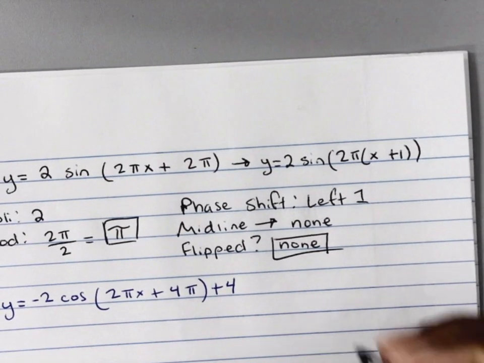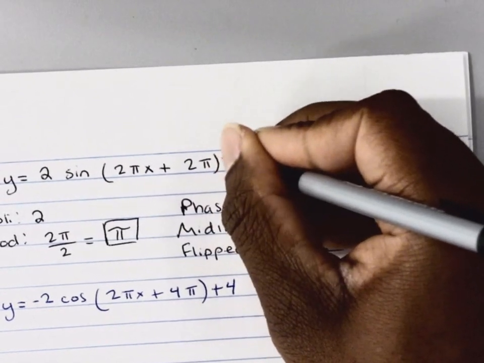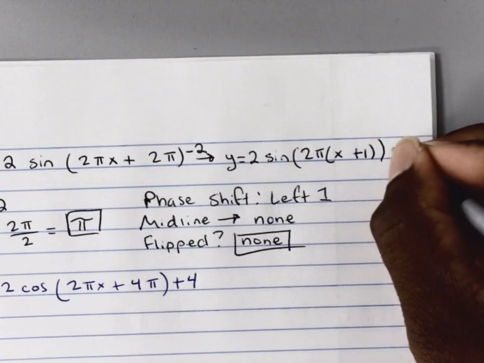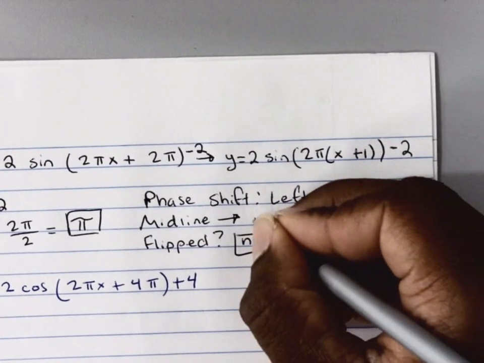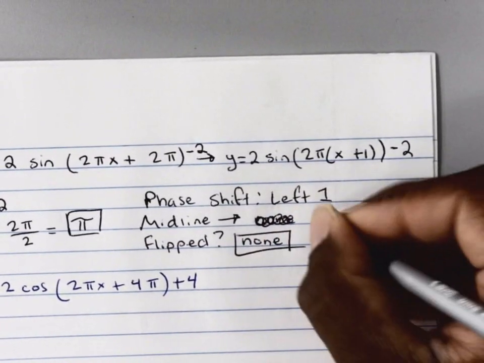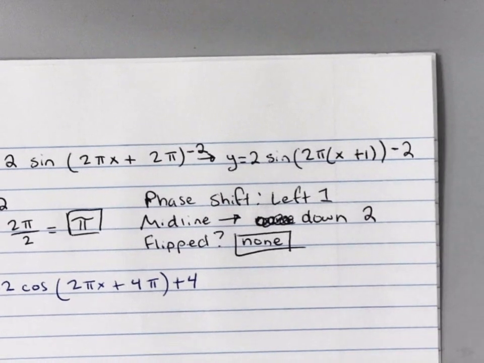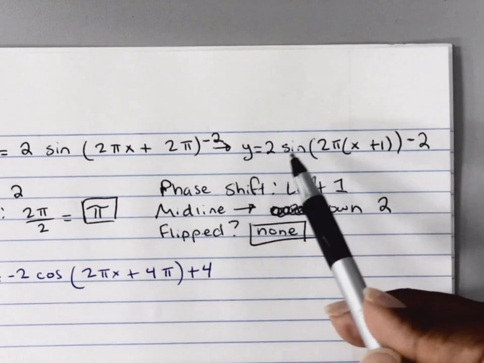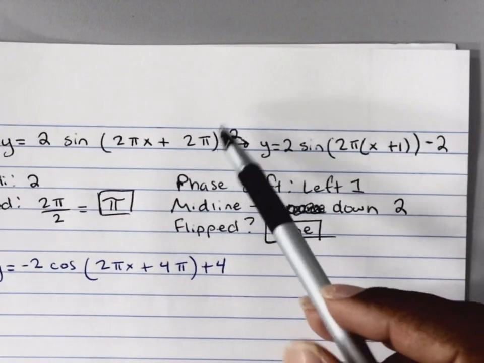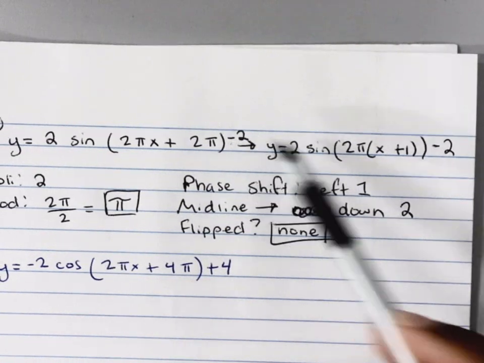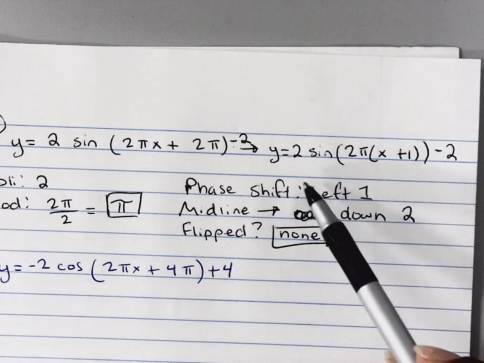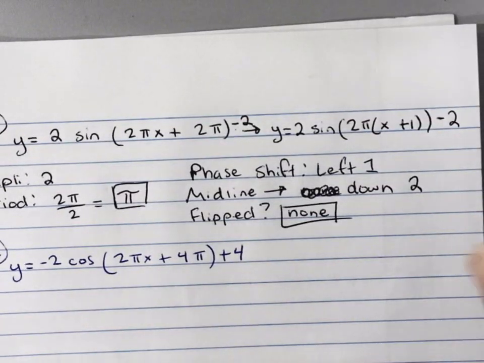Oh, and on 21, I think I left off -2, it looks like. Let me go add that back into there, -2, and that's going to change my midline. So the midline is actually down 2. All right, sorry I missed that earlier. Wrote the problem down wrong. So we got -2 at the very end is my midline shift. It sends me down 2.